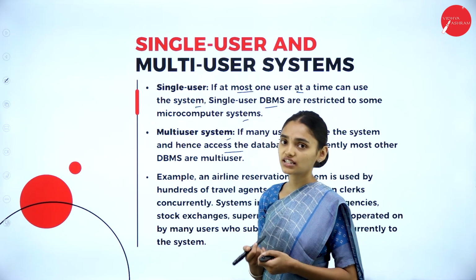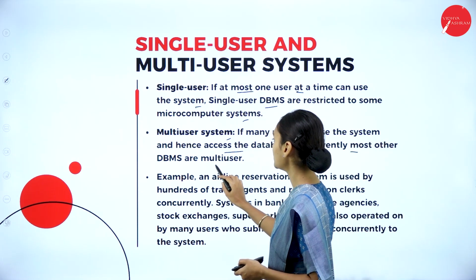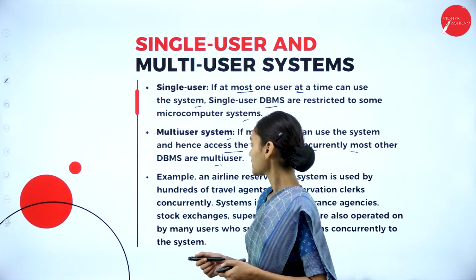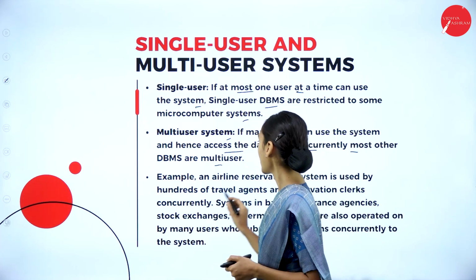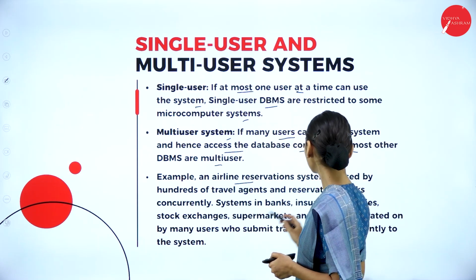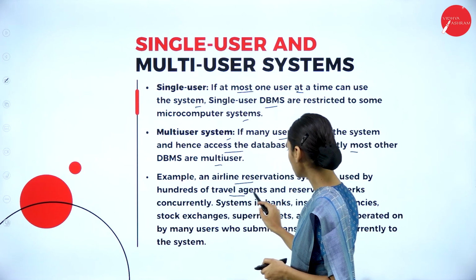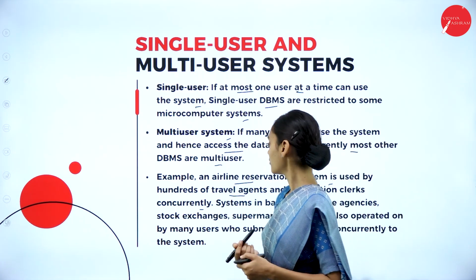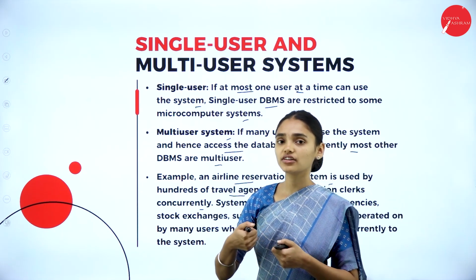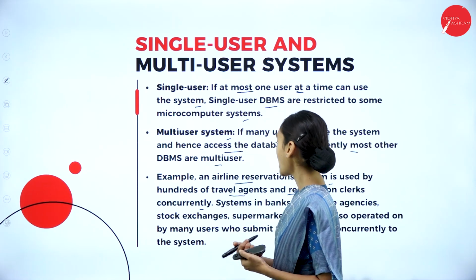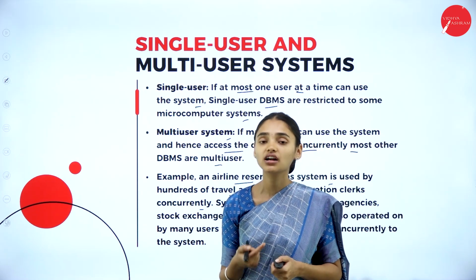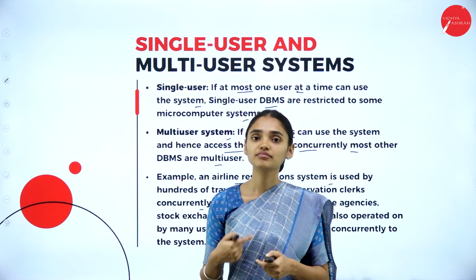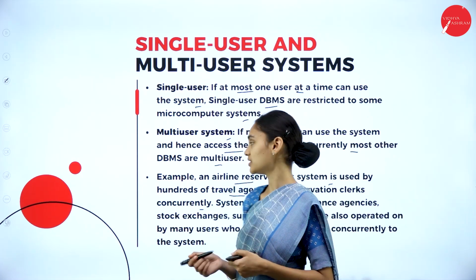Concurrency means they can make use of the system simultaneously. Most DBMSs are multi-user. An example of a multi-user system is an airline reservation system, which is used by hundreds of travel agents and reservation clerks concurrently. Both the travel agents and the airline clerks use it simultaneously, meaning concurrently.